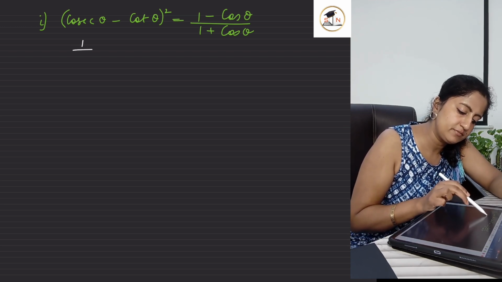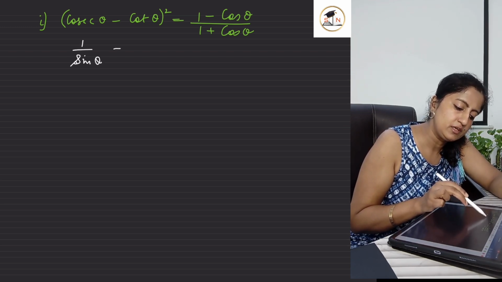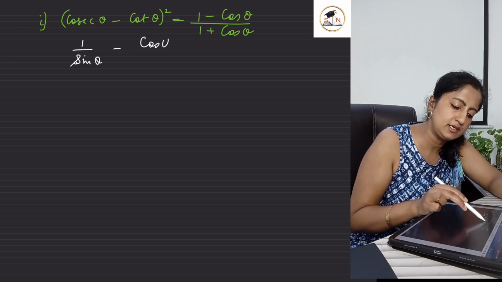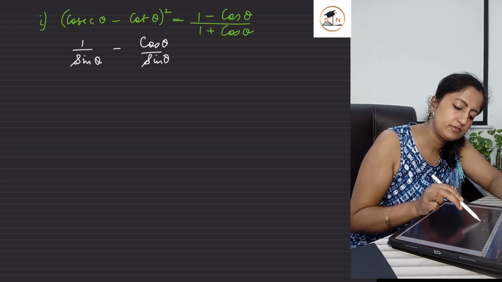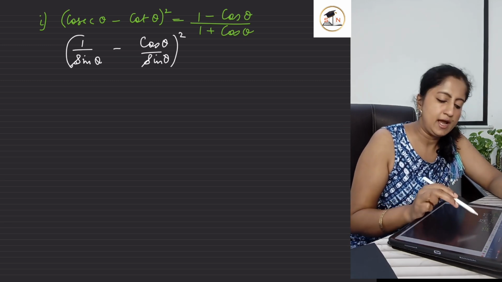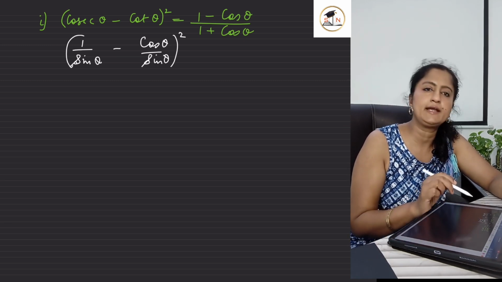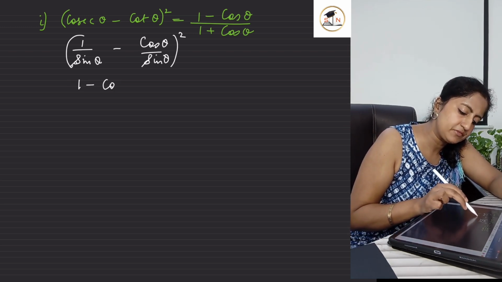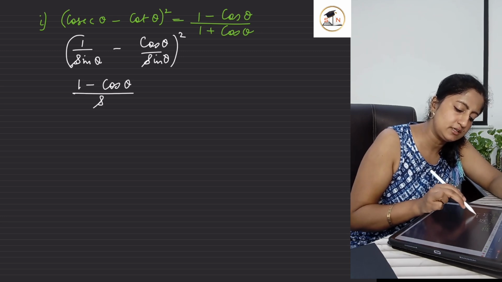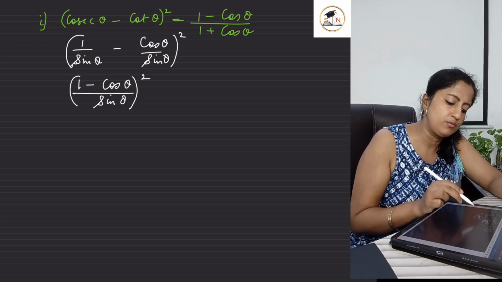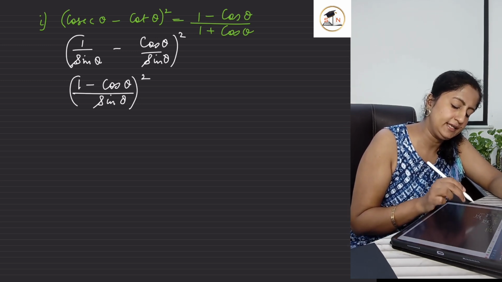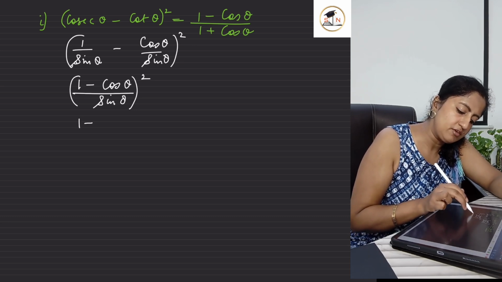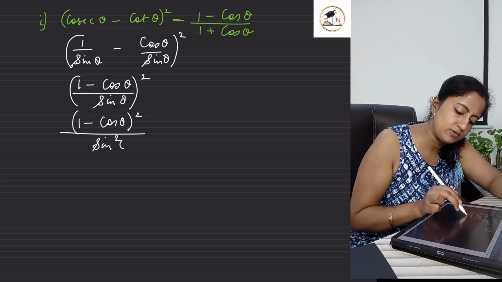Cosec is 1 over sine, whereas cot is cos theta over sine theta, whole square. I am just working on the left hand side, so I will just write the left hand side as it is. Now, taking the LCM, the denominators are same. So that leaves me with (1 minus cos theta) over sine theta, whole square. Right? Now, what do we get over here? I will apply the identity over here. So that gives me (1 minus cos theta) whole square over sine square theta.